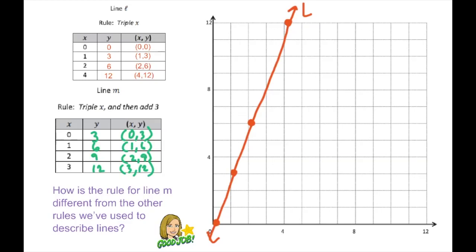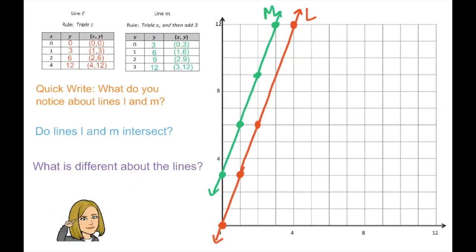So let's go ahead and graph our coordinates. So I have 0 and 3, 1 and 6, 2 and 9, and I have 3 and 12. And then I'm going to create my line and label line M. Awesome work. At this point in time, I would like you to do a quick write. What do you notice about lines L and M? So pause your video, do your quick write, and once you have some ideas, jot it down, press play, and we will talk about it.